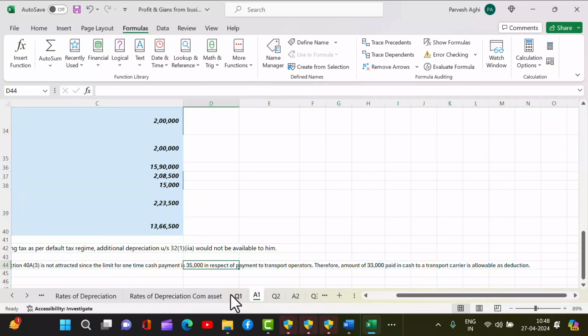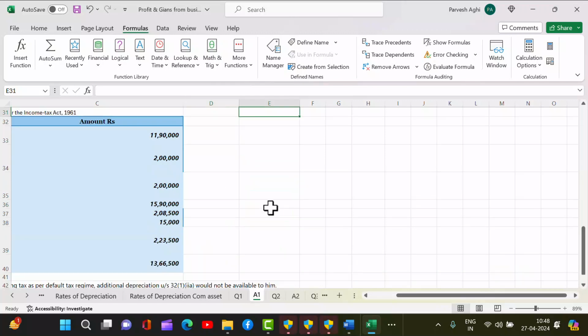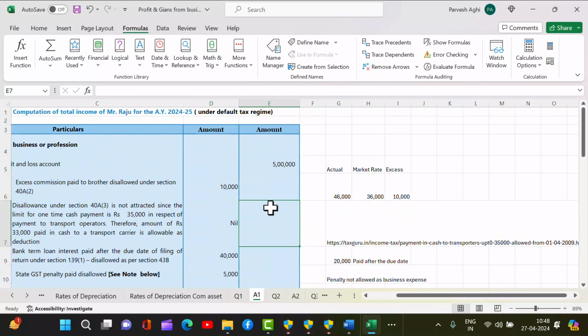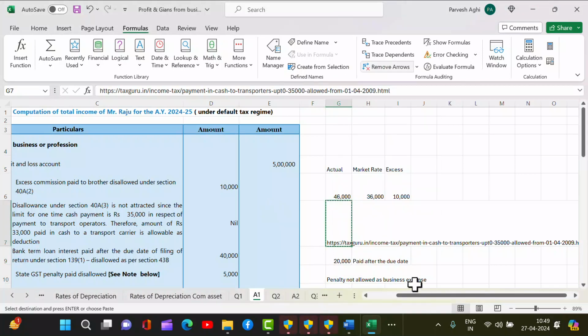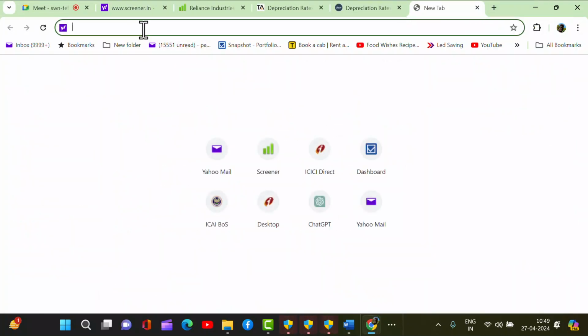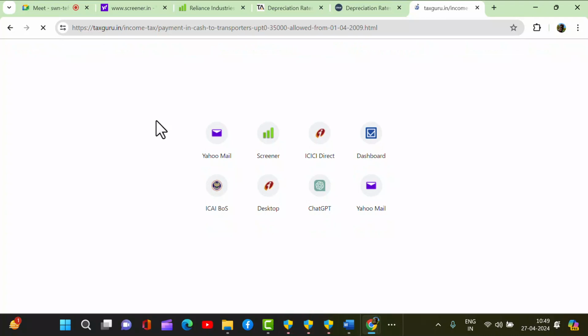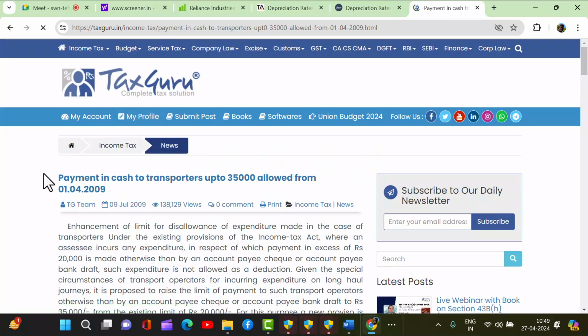So in the question it is written that he has paid 33,000. I have also given a link here, so you can open it to understand this. Just read this: payment in cash to transporters up to 35,000 from 1st April 2009. That's all. We are not going to read further.